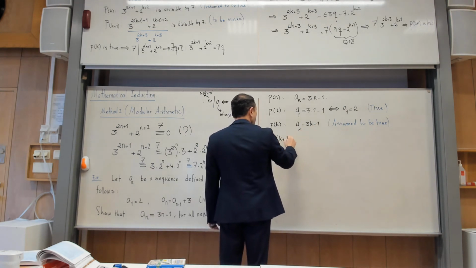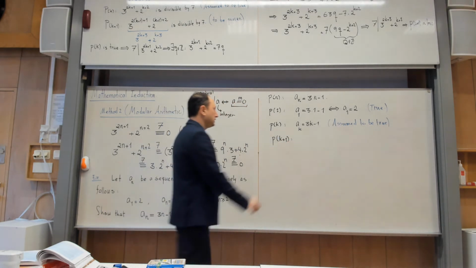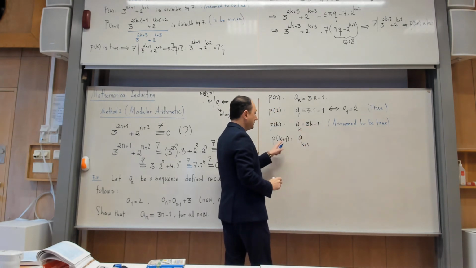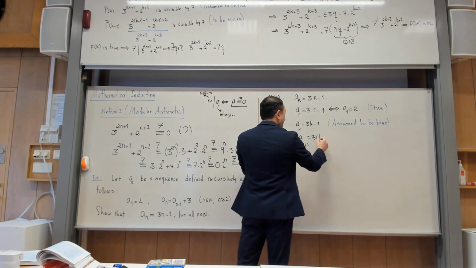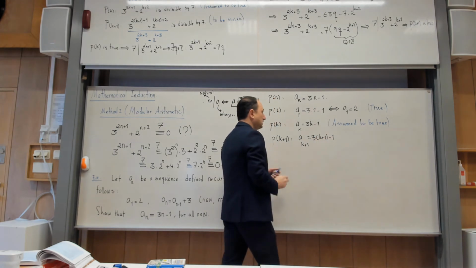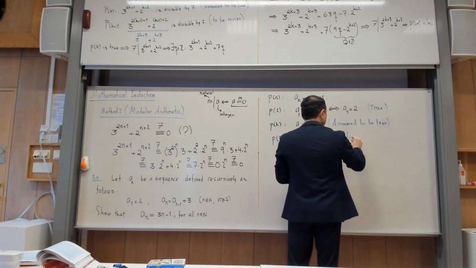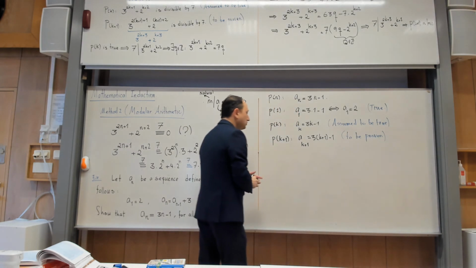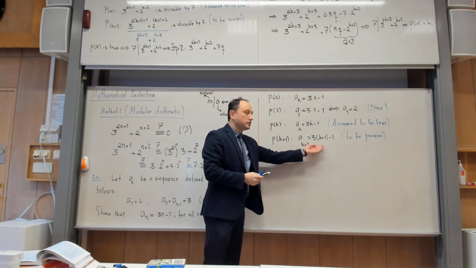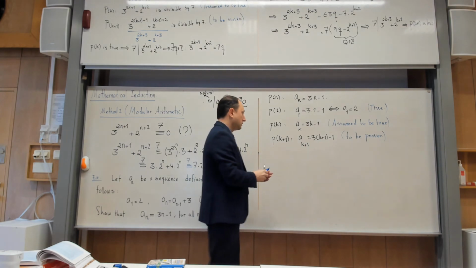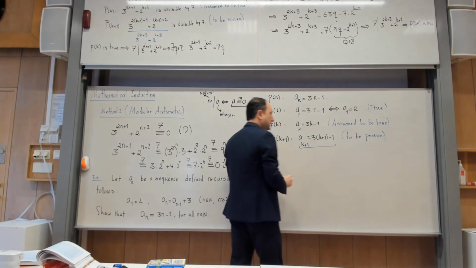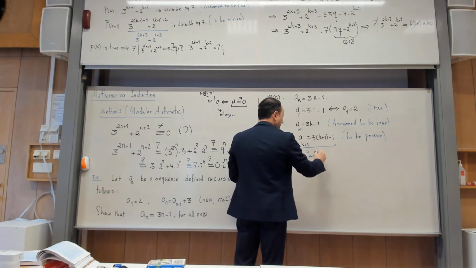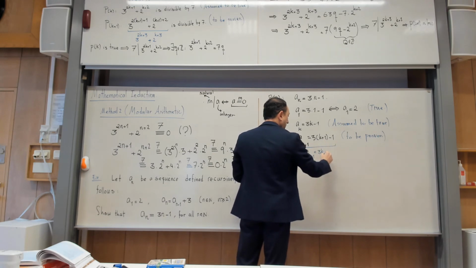P of k plus 1. What is P of k plus 1? It is a sub k plus 1 equals, I replace k everywhere with k plus 1, so it becomes 3 times k plus 1 minus 1 to be proven. But I usually told you that it is better to simplify your expression as much as possible and then start proving it. So what I do, I simplify my expression, which I'm supposed to prove, and that is a sub k plus 1 equals 3k plus 3 minus 1, which is 3k plus 2.